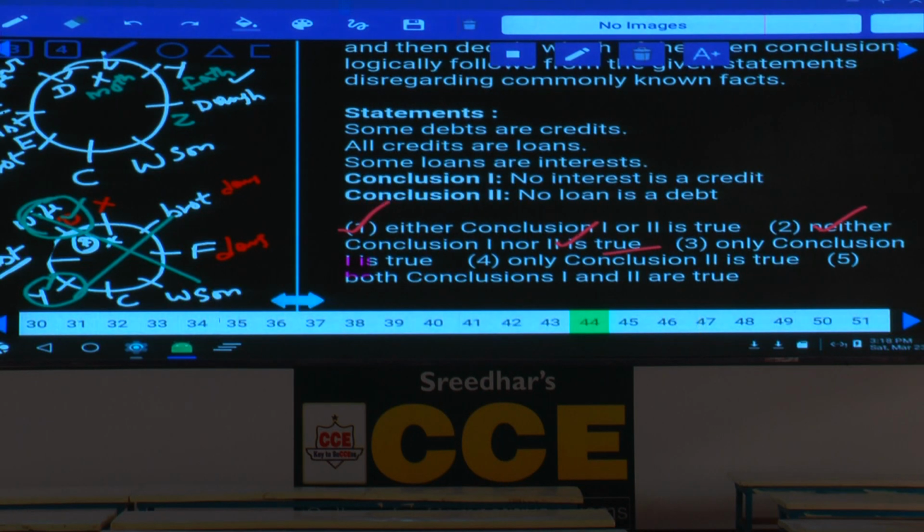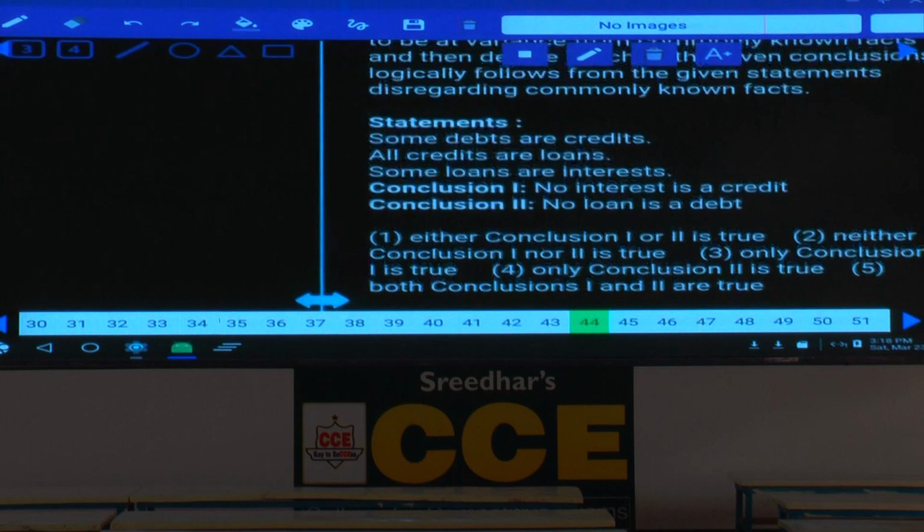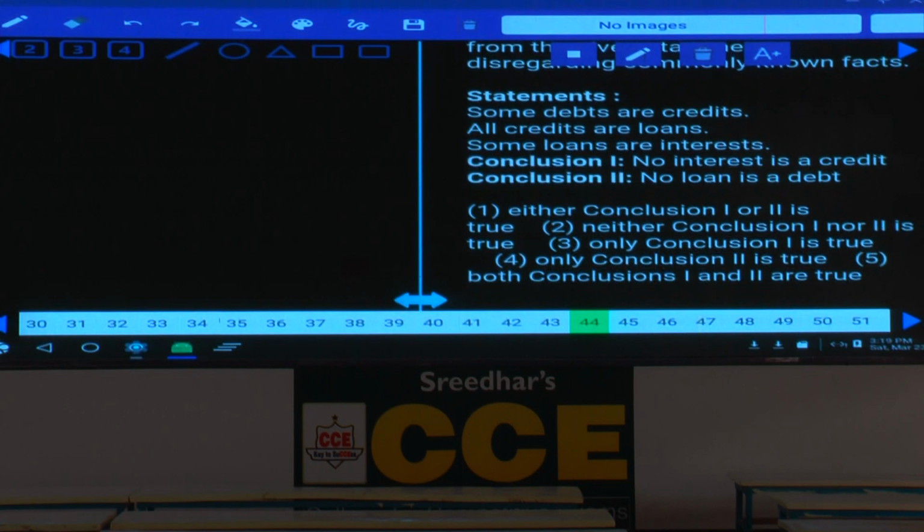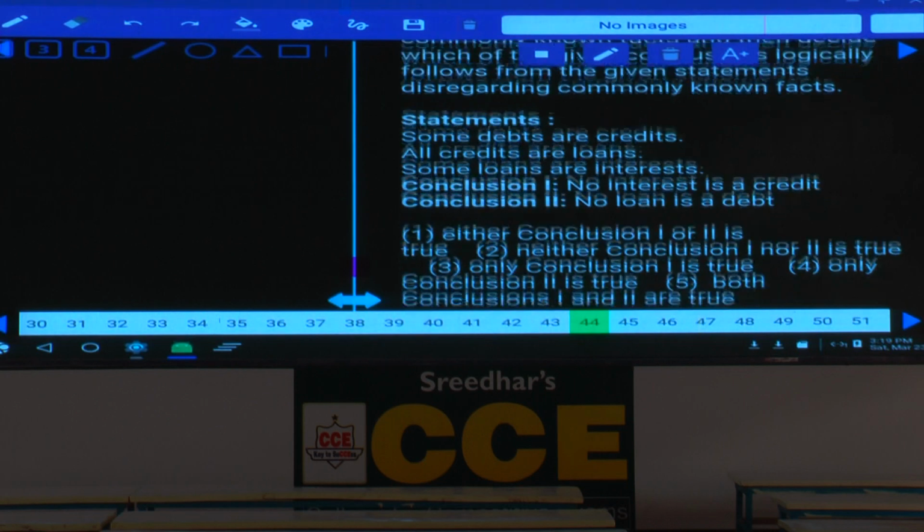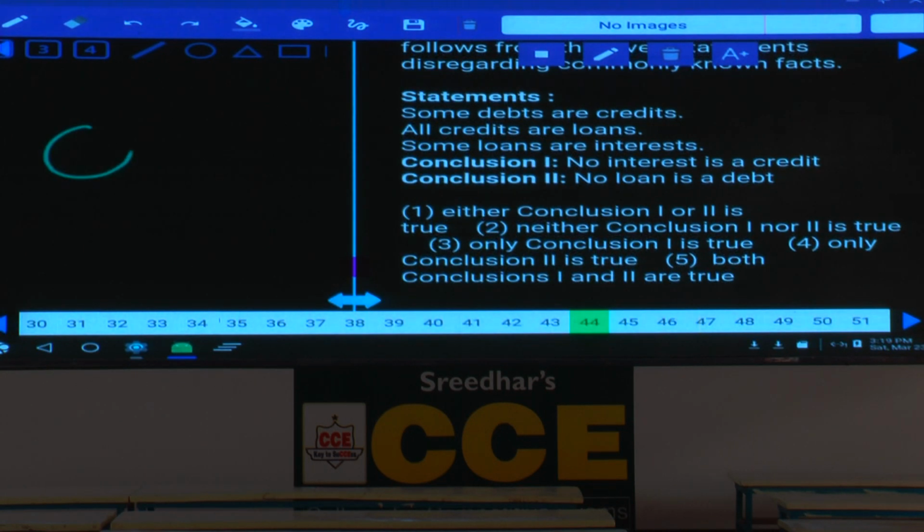Then 79 to 83. Now, in this 79 to 83, these are based on syllogisms. Logically follows. Now, in this syllogism logically follows, what is the first statement here? Some of the debts are credits. Tell me how to represent this one. Some debts are credits can be written like this, debt and credit.